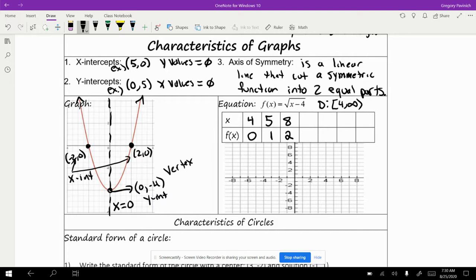My next one is 9. So let's see, if I plug in 13, minus 4 is 9. Square root of 9 is 3. And my x values are getting way bigger than this graph, so I'm just going to stop there. And I'm going to put 4, 0, 5, 1, 8, 2. And I could go 9, and then 10, 11, 12, 13 if I wanted to, and just go up to 3. And there's my square root function.